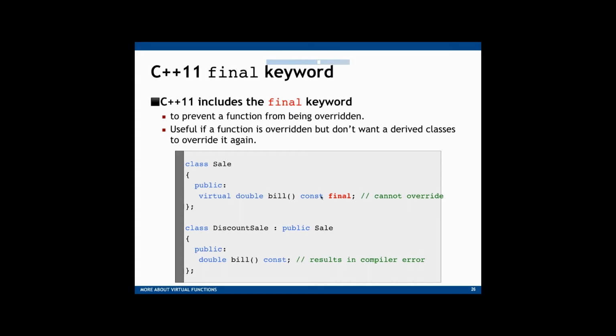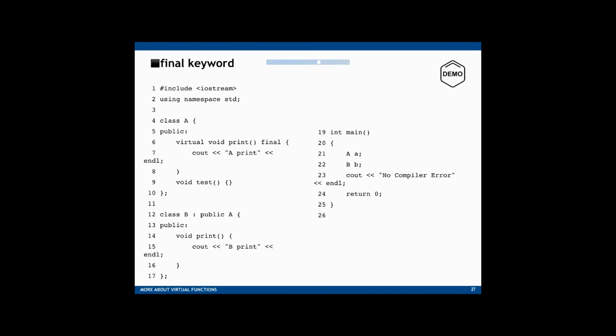Because this print is final, if you do override it, the compiler will show an error message. And similar to the override keyword, you cannot use the final keyword on non-virtual functions. You can only use the final keyword on virtual member functions. Okay, so let's see the example code for this final keyword.